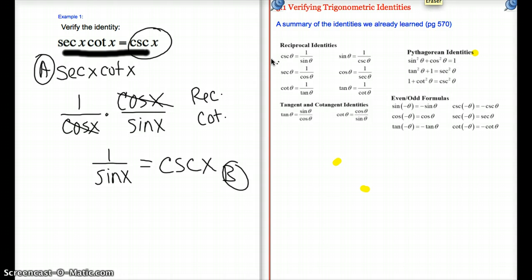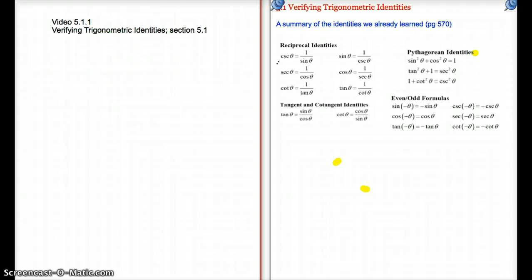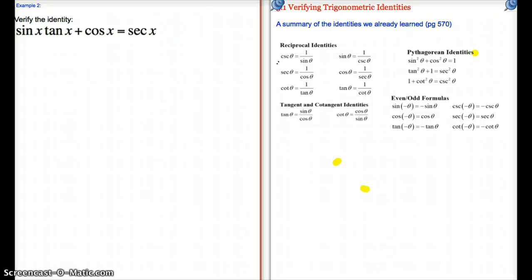So our next example that we're going to look at here is we're going to verify this identity. Sine of x tangent of x plus cosine of x is equal to secant of x. So another strategy is sometimes to work with, instead of starting with the left side, to start with the right side. But notice how simple the right side is. A good strategy is not just to pick the left or the right, it's to pick the more complicated side and start with, like we said, changing things to sine and cosine. So we're going to start with the left side once again and convert it to the right side.